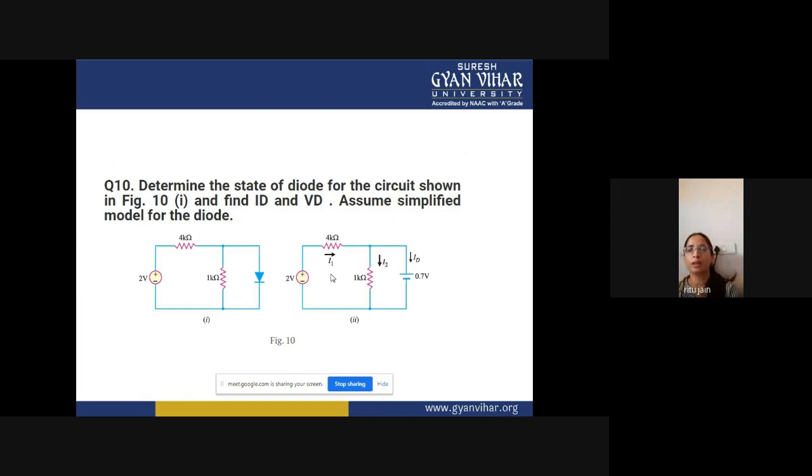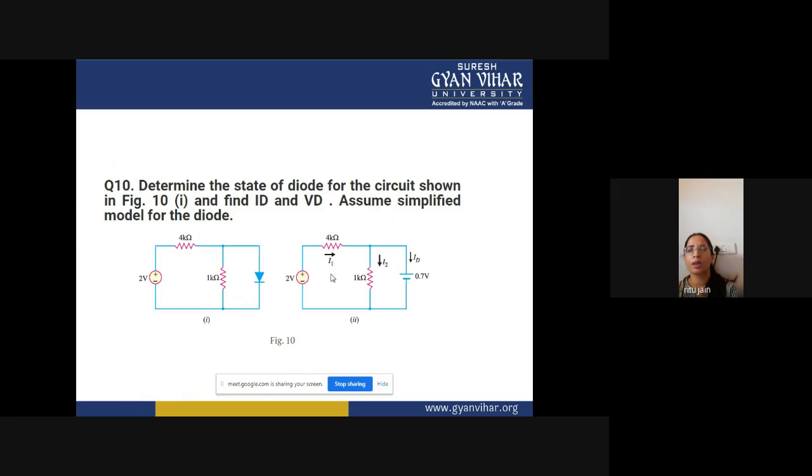The question is: determine the state of the diode for the circuit shown in the figure and find the diode current and diode voltage. Assume the simplified model for the diode. So you can see in the diagram that there is a DC voltage source of 2 volt and two resistances are given. One is 4 kilo ohm and another is 1 kilo ohm, and one diode which is connected anti-parallel with the 1 kilo ohm resistor.